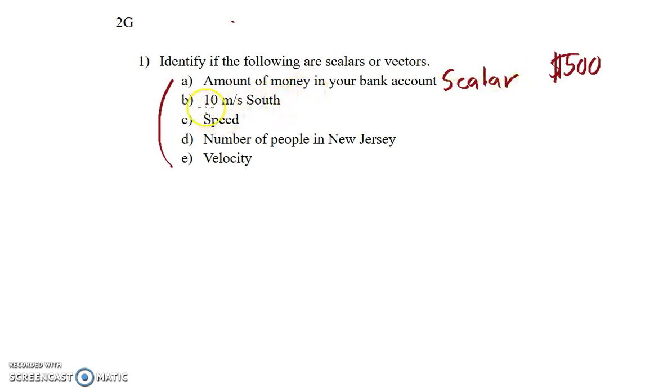This right here is a velocity, 10 meters a second south. It tells you how fast it's going and in what direction, so this is a vector. Speed is always a scalar because it just says how fast something is going. It doesn't tell you which direction. It just says you're going this fast. You're going 3 meters a second.